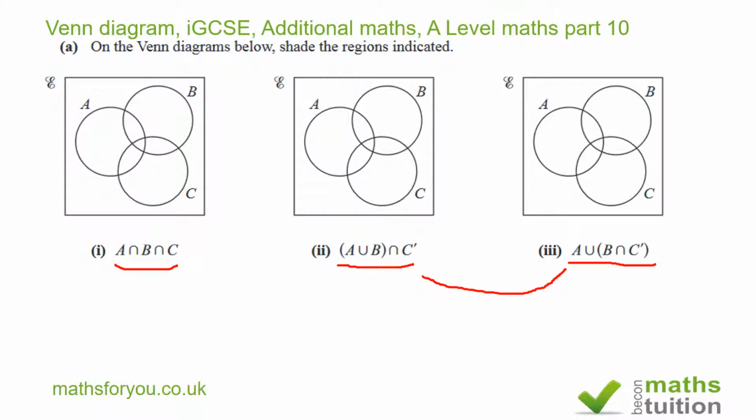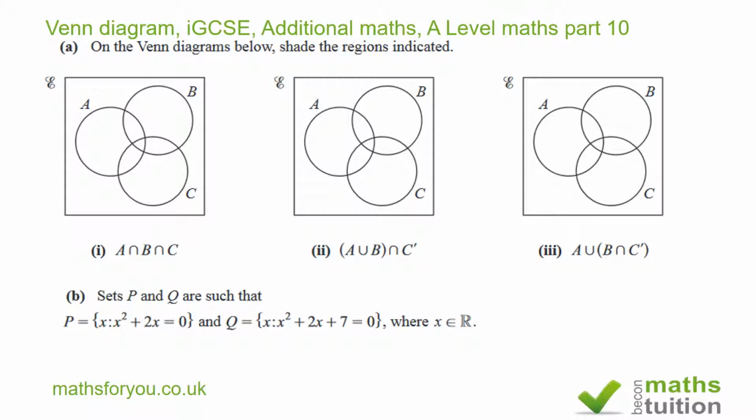Now part B says sets P and Q are such that P has the equation x squared plus 2x equal to 0. I want the solution in x. Similarly for Q, x squared plus 2x plus 7 is equal to 0. So we want the x values to solve these equations, and the x values have got to be real numbers only, not imaginary. So find n(P) and then find n(Q).